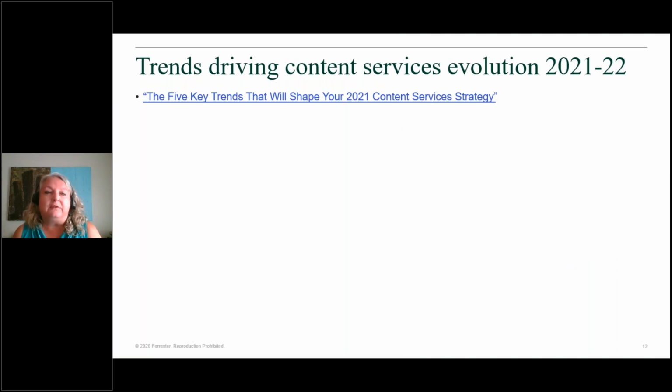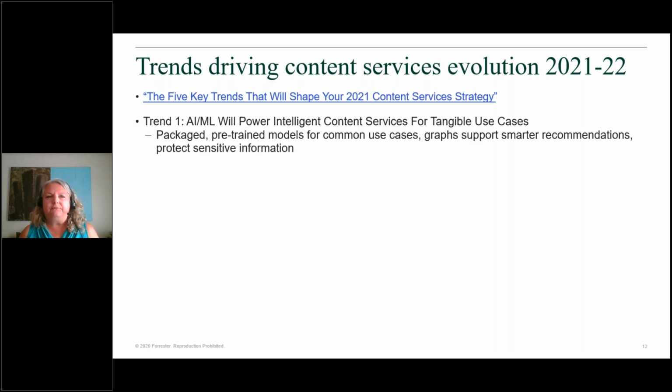So let's talk about these 5 trends shaping the content services evolution. These are ones that I update every year, so these are the highlights for 2021. The first is that machine learning and artificial intelligence are going to continue to power content services for really tangible use cases. Now, this is a trend that we've been tracking for several years now, but I think we are at a bit of a turning point as we look into late 2021 and into 2022.